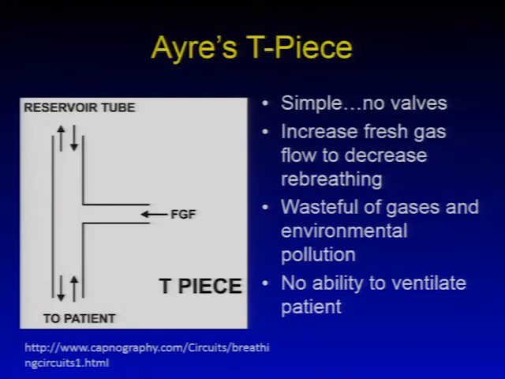The first type we'll talk about has no valve, and it's the Ayre's T-piece. It's a simple circuit. Essentially, fresh oxygen flows in, and the patient breathes in and breathes out of a reservoir tube. The problem with these circuits is that it's wasteful of the gases, and there's also environmental pollution if anesthetic gas is included. In addition, there's no ability to ventilate this patient as there is no valve or balloon.